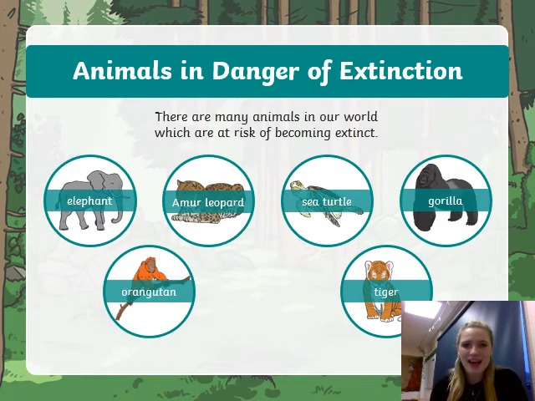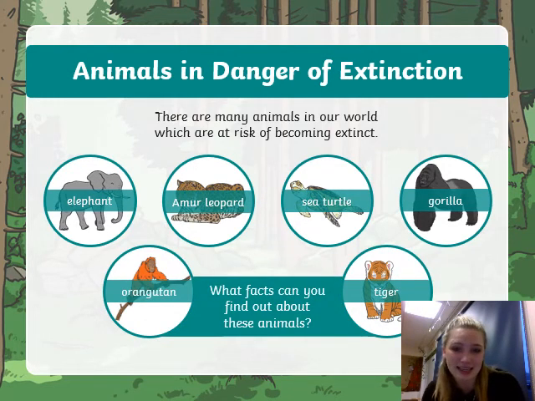Okay, these are some animals that at the minute are in danger of becoming extinct. Okay, they're called endangered animals because they're in danger, they've got the risk of becoming extinct. So we've got the elephant, the Arctic leopard, the sea turtle, the gorilla, the orangutan, and the tiger. Okay, so these are just some animals which are at real risk, that if we don't change things, these animals will become extinct.